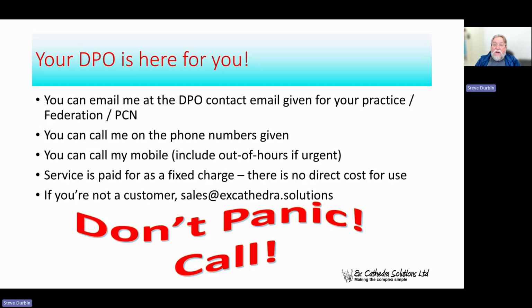So, as I've emphasised all the way through this, your DPO is here for you. That's part of my job, to help you with FOI and EIR requests. If you're one of my customers, you can email me at the DPO contact email that's been given to you. Okay, you can also call me on the phone numbers given. You can also call my mobile, including out of hours if it's urgent. It's never going to be urgent for FOI, honestly. Okay, you've always got 20 days, so don't worry too much about that. But it's still there. Bear in mind the service is paid as a fixed charge. There's no direct cost for use. You don't pay extra for calling me.